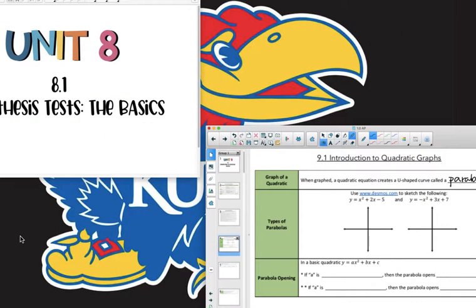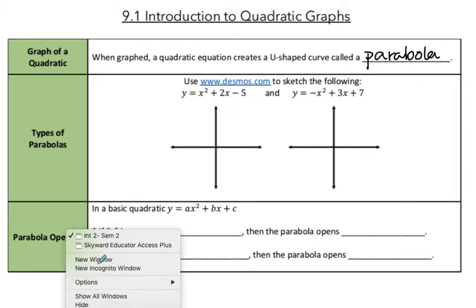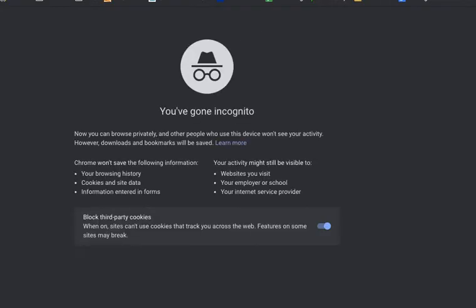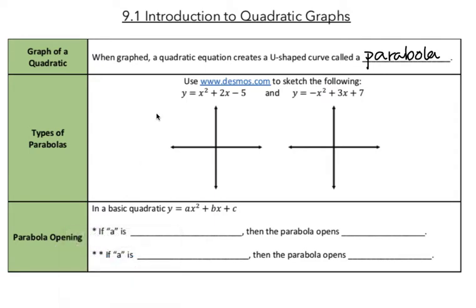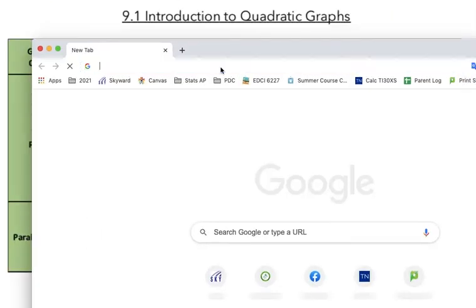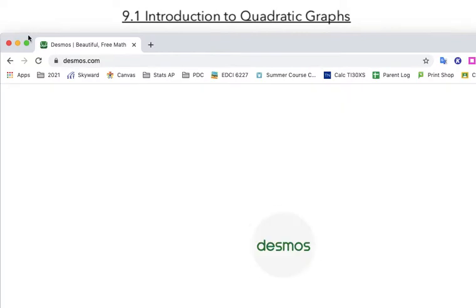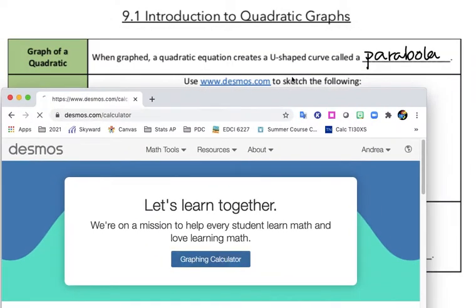And so when we look at this, I don't need an incognito window. Un momento. Okay. So I'm going to go to Desmos.com. Follow along with me here. And it says let's graph.